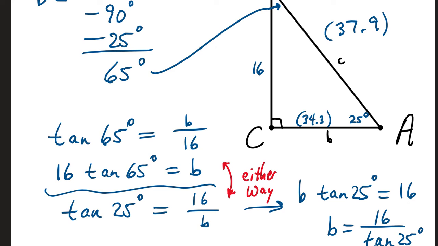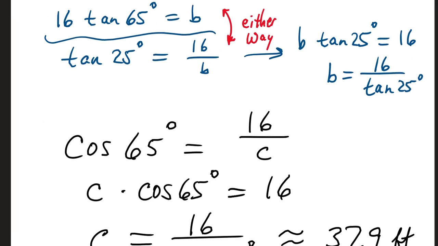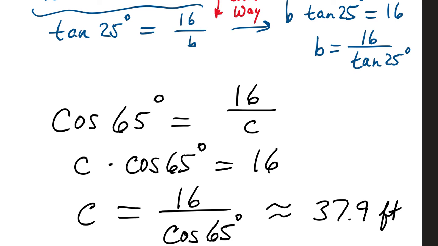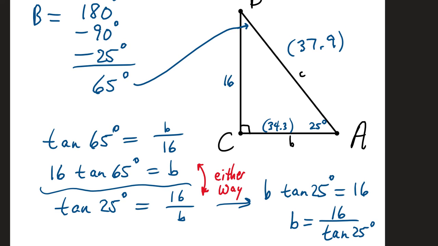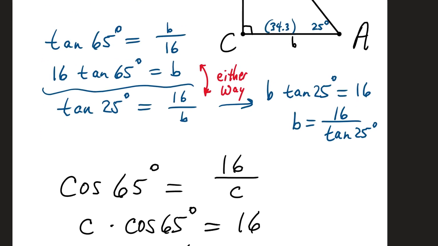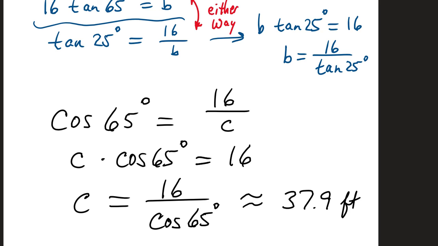The only thing left to find is the hypotenuse. From the 65 degree angle at the very top of your triangle, 16 is adjacent, C is your hypotenuse, so you guys picked cosine of 65 degrees equals 16 over C, and that was well done. That's exactly how you do it. Cosine of 65 degrees is equal to 16 over C.